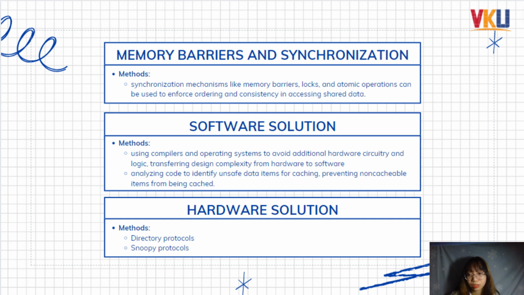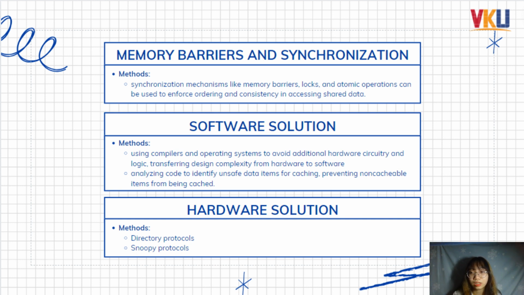The second solution is a software solution. The software cache coherence scheme uses a compiler and operating system to avoid additional hardware circuitry and logic, transferring the design complexity from hardware to software. This mechanism analyzes the code to identify safe data items for caching, preventing a non-cacheable item from being cached.